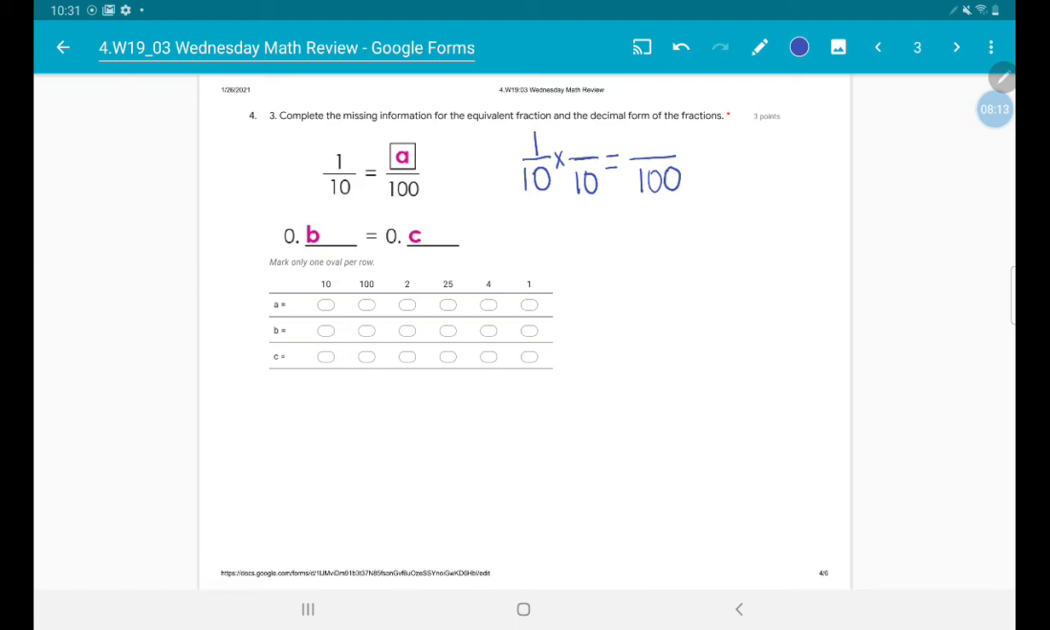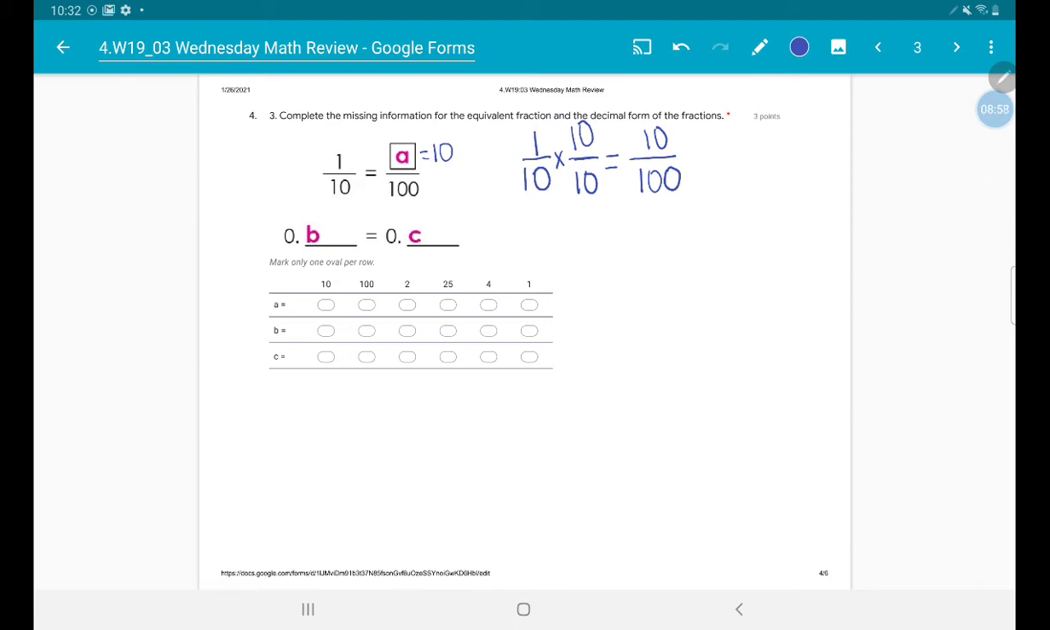So if I multiply by 10 tenths, that's the same as one whole. And so it's not going to change the amount I have shaded. It's just going to change the number of pieces. So 10 times 10 is 100. So I have to multiply 1 times 10, which is what? 10. So that tells me that 1/10 is equal, or equivalent, to 10 hundredths. So A is equal to 10. Okay?